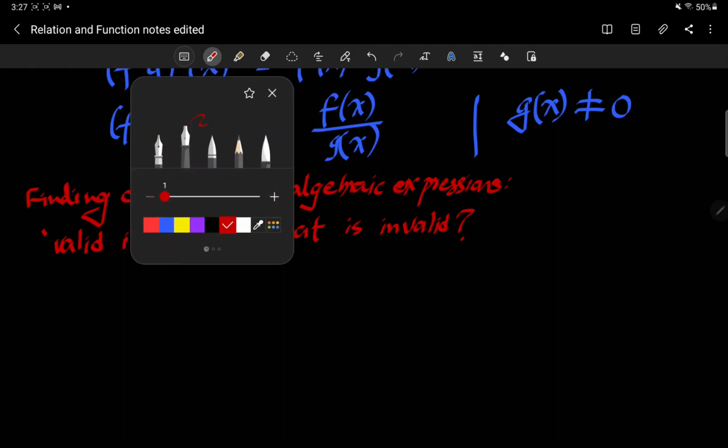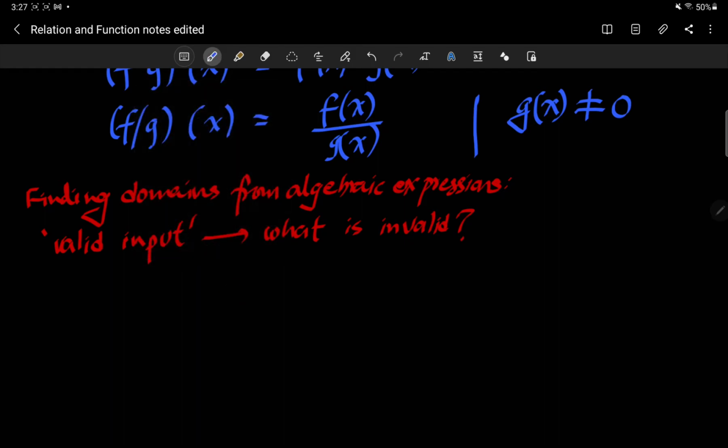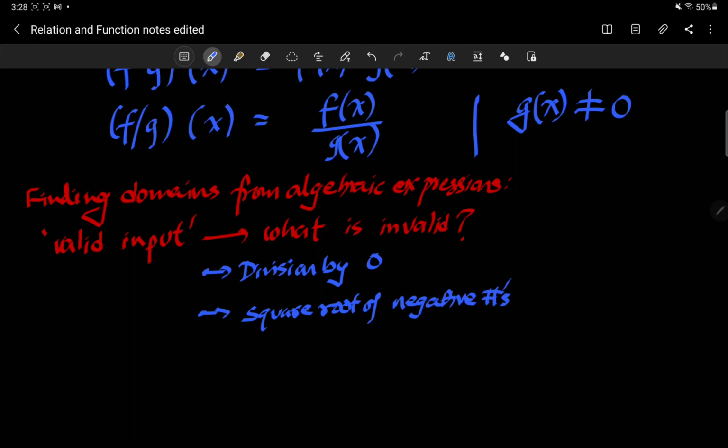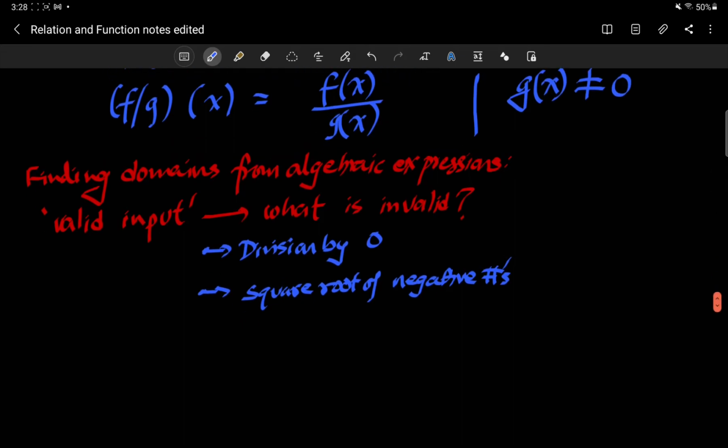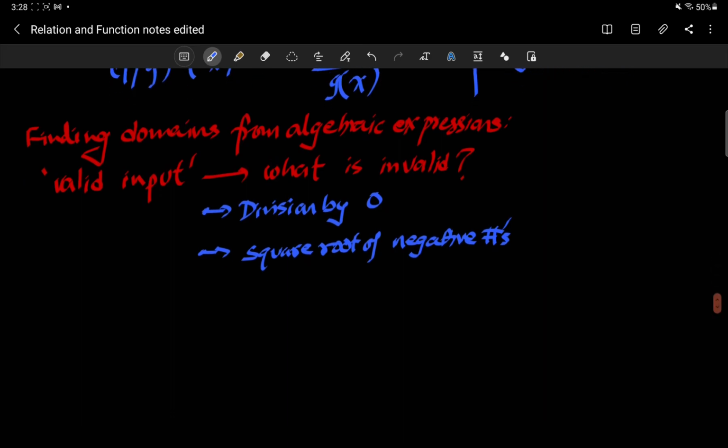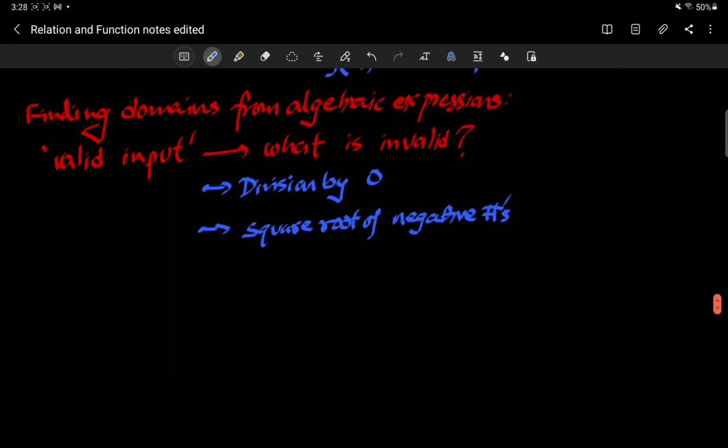The answer to what is invalid depends on what level of math you're studying, in the sense that there are many invalid operations, but you may not know about them yet. So the most obvious ones that you need to know are division by 0, and at this point, square root of negative numbers. We're going to add to this list as we learn more functions like logarithmic functions and trigonometric functions, which you will learn in the future. So the most basic ones are these.